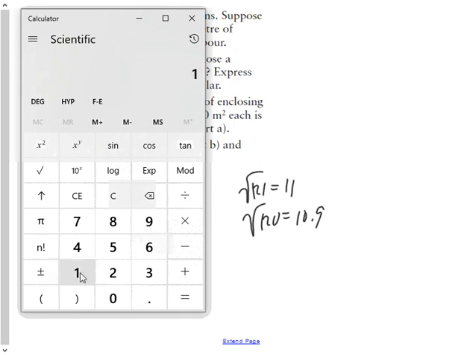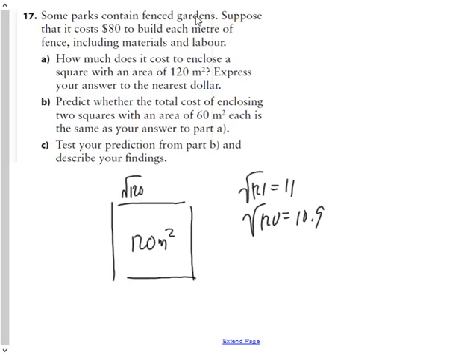But I grab a calculator, say what is the square root of 120? Is 10 decimal 9 5? It's 5, we'll use that. So the side length, I would just use 10.95, we'll make it easier. Okay? So if it costs $80 to build each meter, I'll make it 10.95.